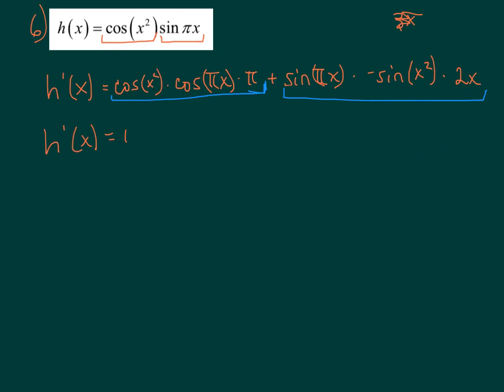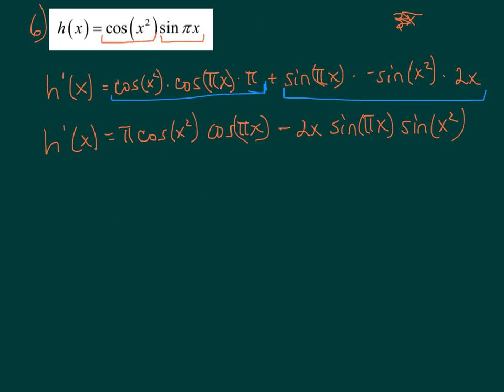Let's put that pi in front. So pi cos x squared cos pi x. And then we have, as far as the coefficients here, we have a negative and we have 2x. So we're going to do minus 2x sine pi x sine x squared. Okay, and that's as much as we can do with that one.